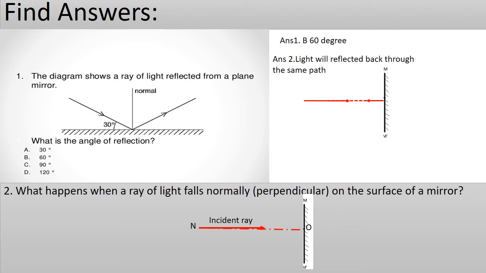Question 2. What happens when a ray of light falls normally or perpendicularly on the surface of a mirror? If a ray of light falls normally, that light ray will be reflected along the same path.